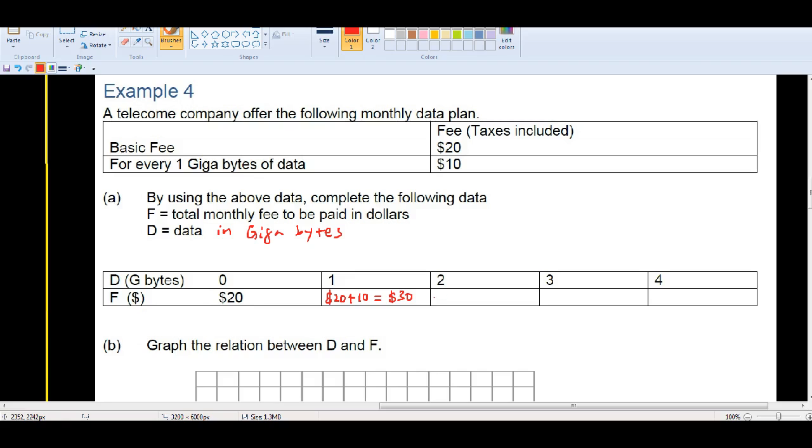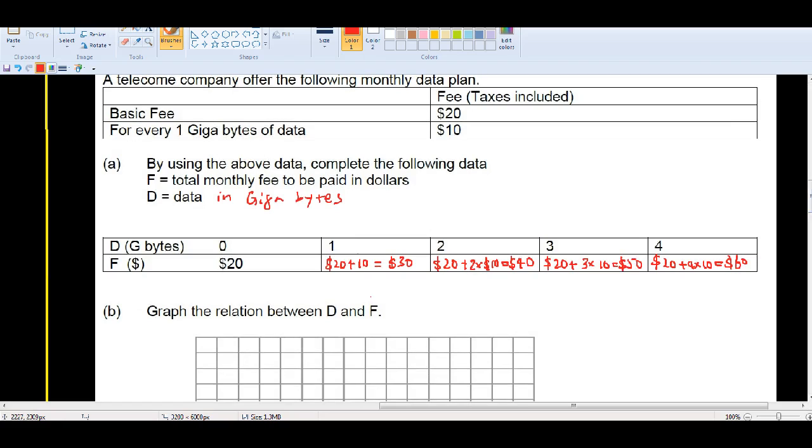How about 2 gigabytes? You will have $20 as the basic charge, and for each gigabyte you need to pay $10, so 2 times $10 will be $40 this time. We use the same idea for 3 gigabytes, and it becomes $50. For 4 gigabytes, $60. Do we see a linear relation here?